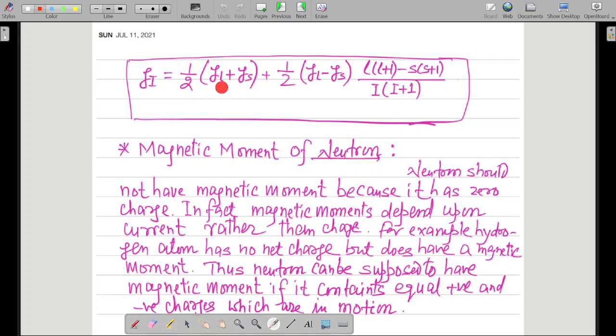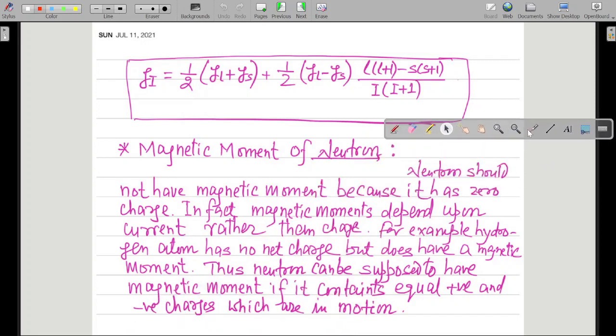It is 1 by 2 (gl plus gs) plus 1 by 2 (gl minus gs) times [l(l plus 1) minus s(s plus 1)] divided by I(I plus 1). Just remember the facts as they are for the time being. In the upcoming classes everything will be very clear to you. You will have to follow the series very sincerely.